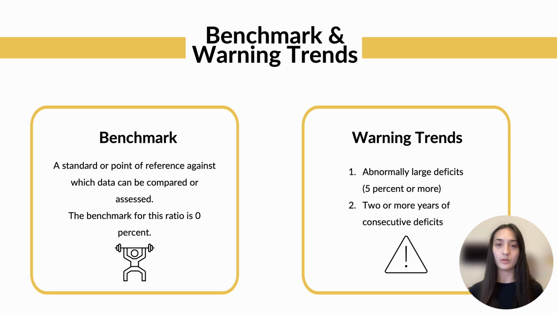But of course, anything above 0% is also acceptable because the higher the ratio, the stronger a government is in their financial performance. Next are the warning trends, which are also just red flags to look out for when conducting this formula. The first is abnormally large deficits, which are 5% or more, and the second is 2 or more years of consecutive deficits, which mean that the government has a history of spending beyond its means.